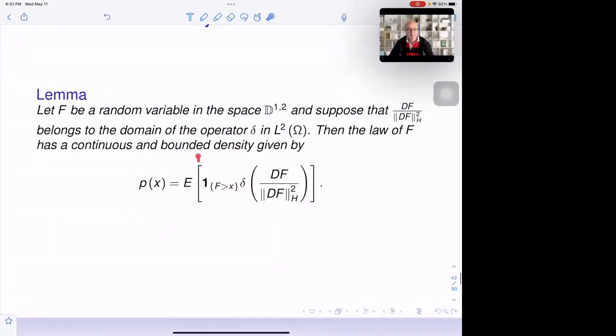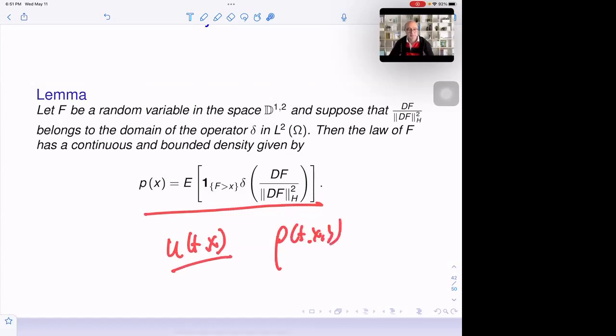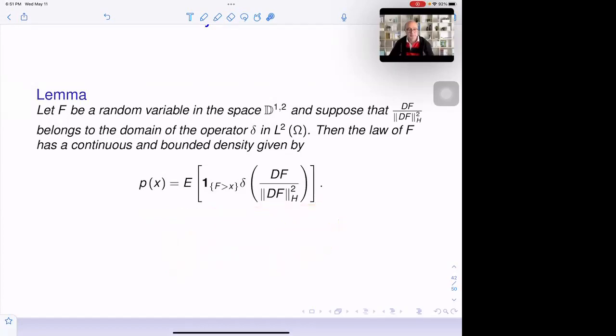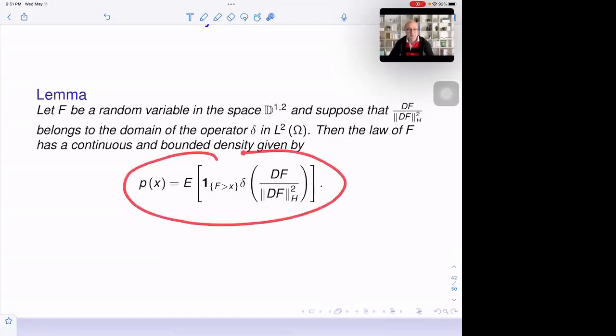So we use this identity to show the existence of the probability density of this, the law of X_t^y. We use this identity. This is the essence of Malliavin calculus.